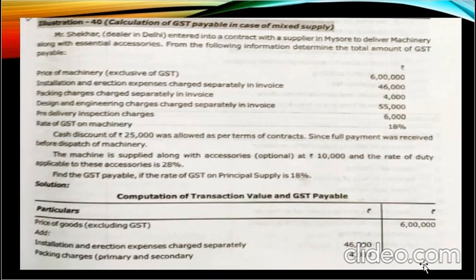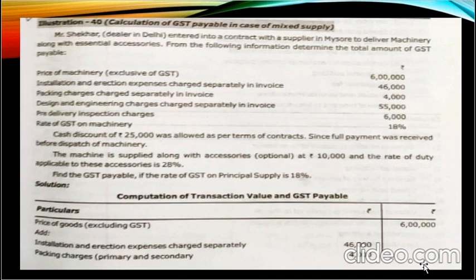The next problem is illustration 40. Mr. Shekhar, dealer in Delhi, entered into a contract with a supplier in Mysore to deliver machinery along with essential accessories. From the following information, determine the total amount of GST payable. Price of machinery exclusive of GST. So it is excluding GST, which is 6 lakh. We will be taking it directly.